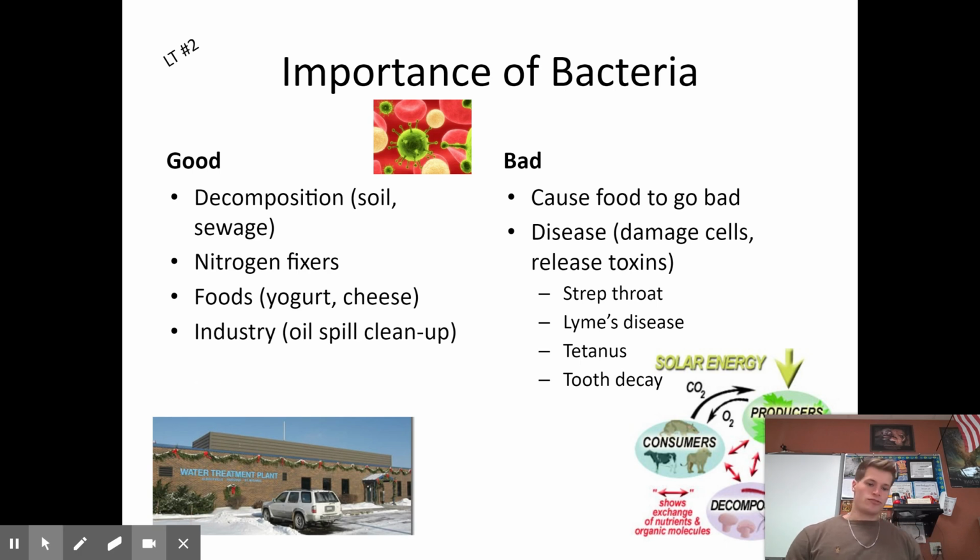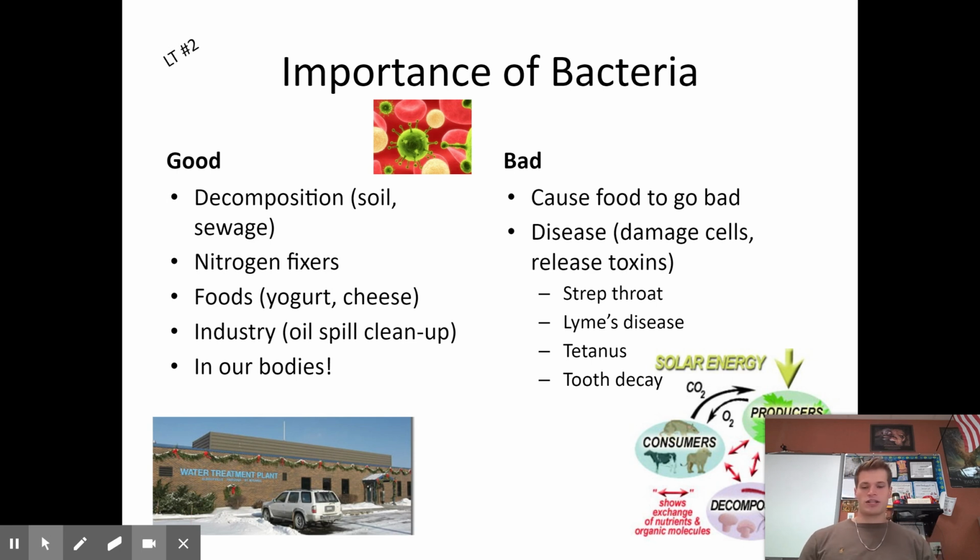And then industry. They're helpful for a lot of different industries. In this case, we're talking about oil spill cleanups. Oil is really hard to clean, but with the help of bacteria, it makes it a lot easier to get rid of that pollution. And finally, probably one of the most important parts is that they are in our bodies.